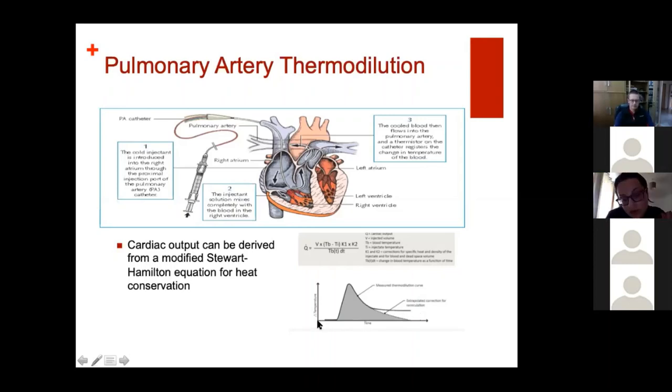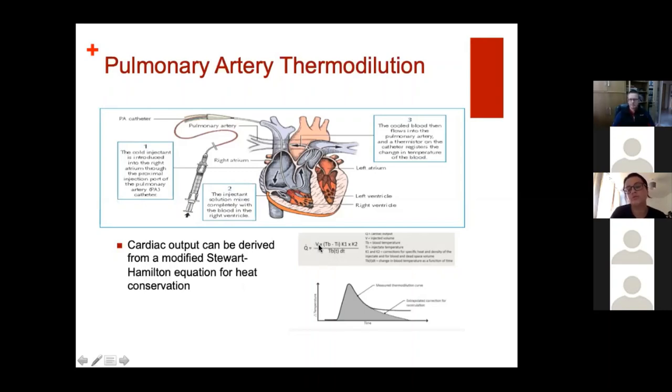But in these circumstances, we've got change of the temperature over a period of time. And similarly as before, we've got a nice peak, and underneath that curve is our cardiac output. This line doesn't reach zero because there's an element of recirculation. However, we have to extrapolate it to the timeline. And again, we are using the modified Stewart-Hamilton equation for heat conservation. And to be honest, it's pretty self-explanatory.